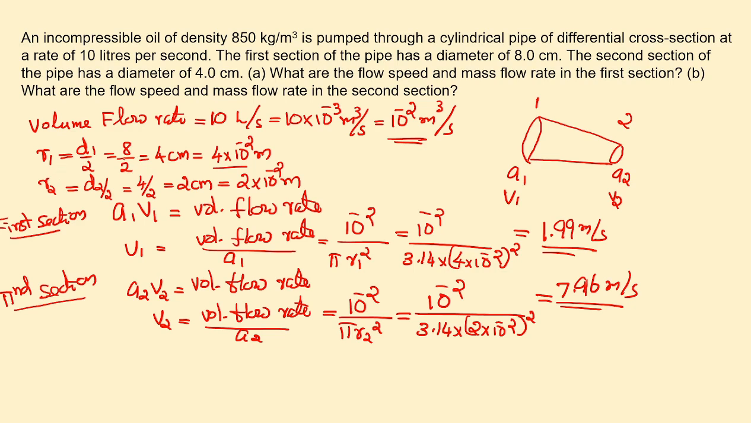So if we know the density, what is the mass? Mass is equal to the density into the volume. You know, density is equal to mass by volume, so mass equals density into volume. Therefore, the mass flow rate.